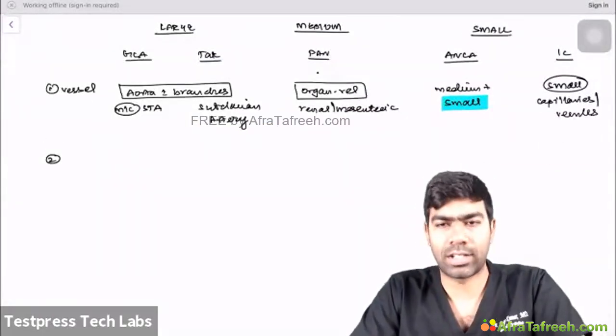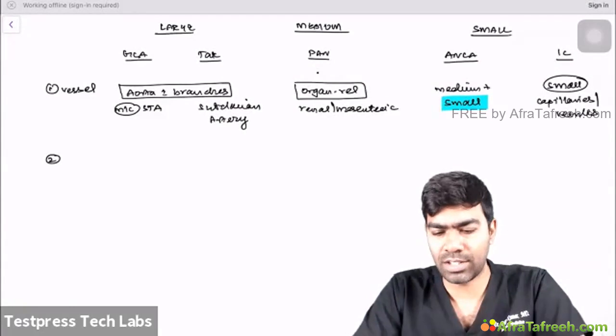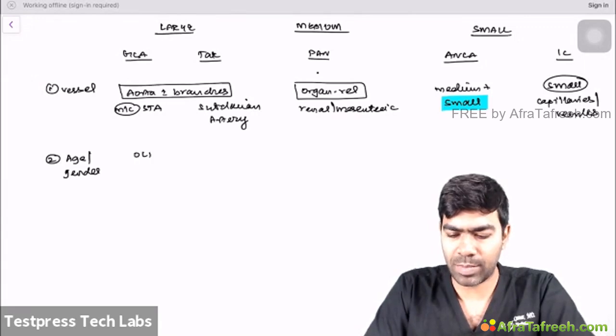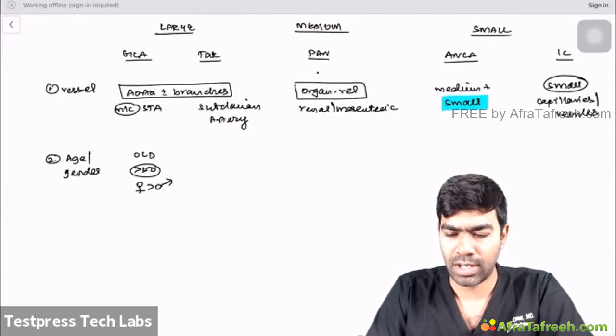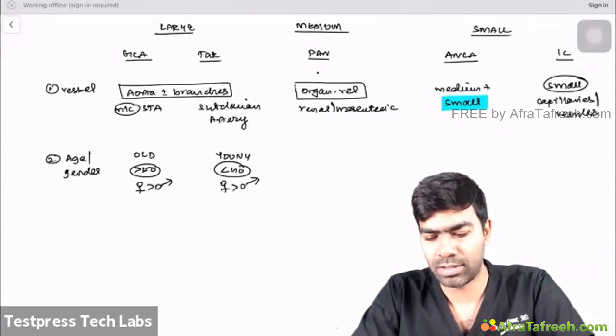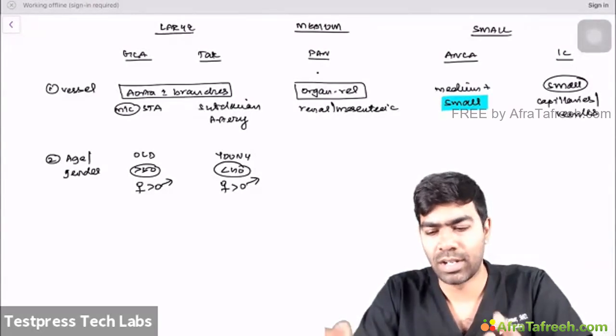Then coming to the next, for example, the age and gender distribution. Giant cell arteritis is an extreme spectrum. It affects old age, more than 50. Females are more common than males. Whereas Takayasu's arteritis affects younger people, typically age less than 40. Once again, females more than males. So old females, giant cell arteritis; young females, Takayasu's arteritis.